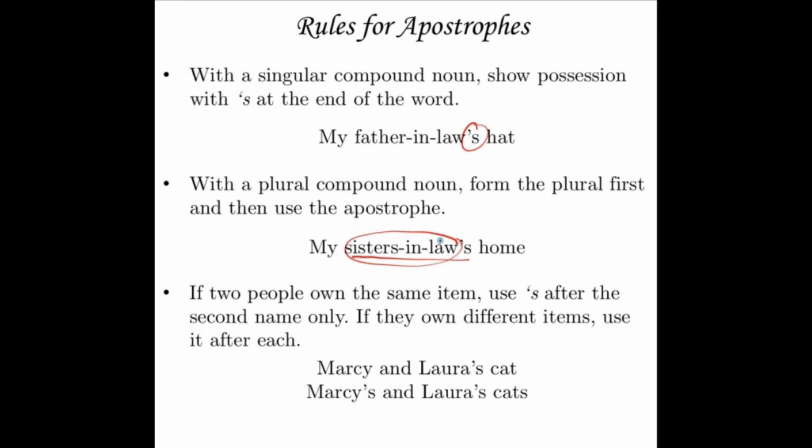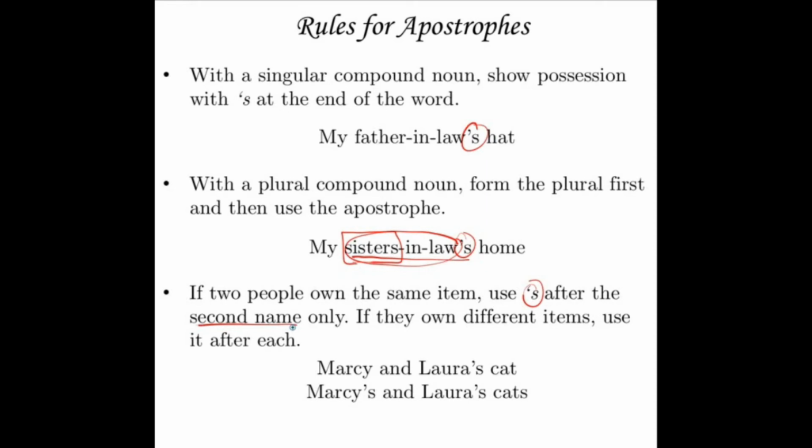Sisters-in-law means I have more than one sister-in-law. And apparently, in this case, they all own the home together. So the plural of sister-in-law is not sister-in-law's, it's sisters-in-law. So you stick the apostrophe S on the end of it because it doesn't end in an S. If 2 people own the same item, use apostrophe S after the second name only. If they own different items, use it after each.